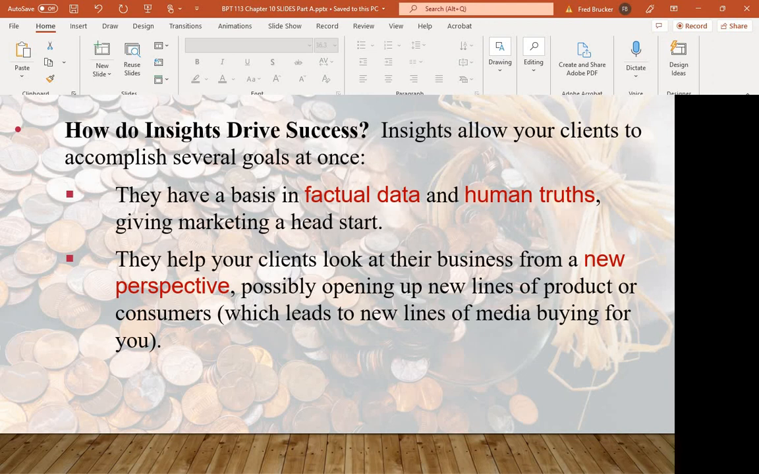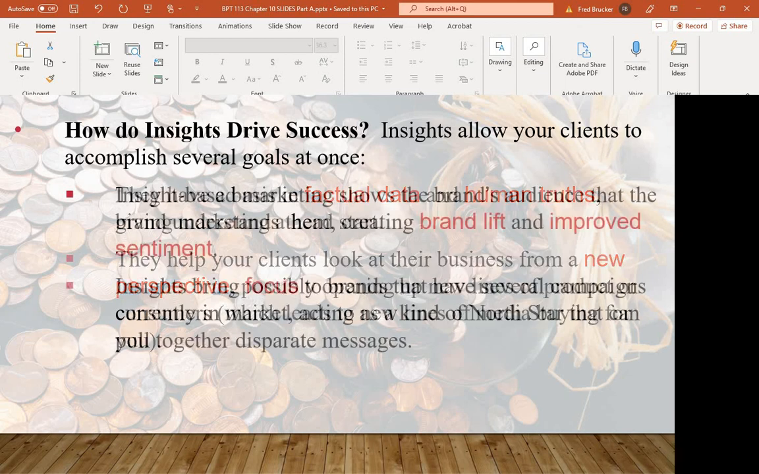Now, how do insights drive success? Insights allow your clients to accomplish several goals at once. They have a basis in factual data and human truths, giving marketing a head start. So, again, we're dealing with real information here, not just things that we're assuming. They help your clients look at their business from a new perspective, maybe opening up new lines of product or new consumer targets. This can lead to new lines of media buying as well. So you may be able to come up with new opportunities that had not been realized before.